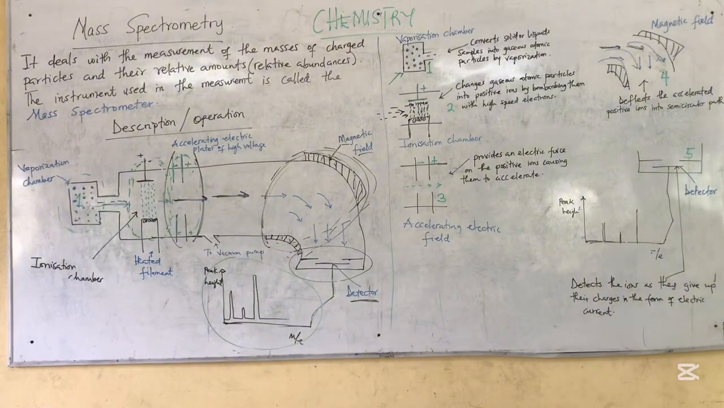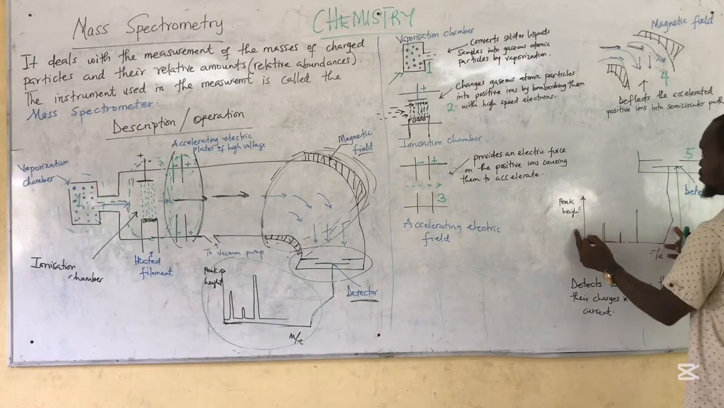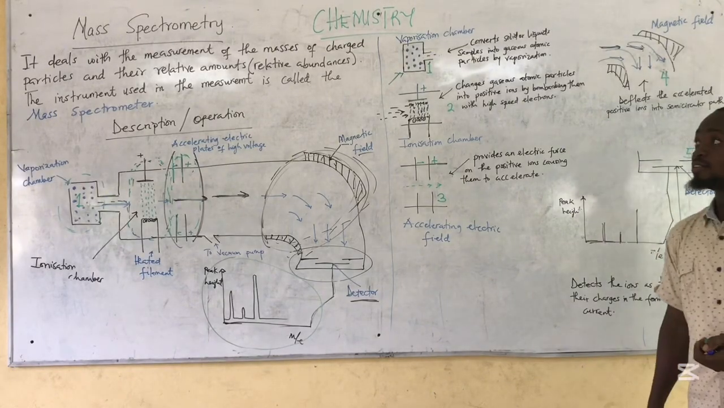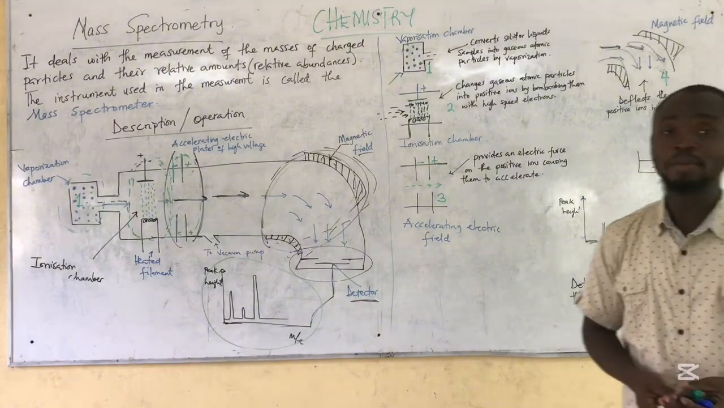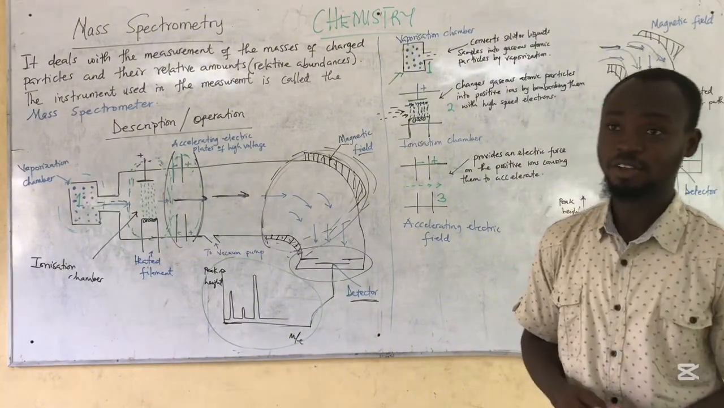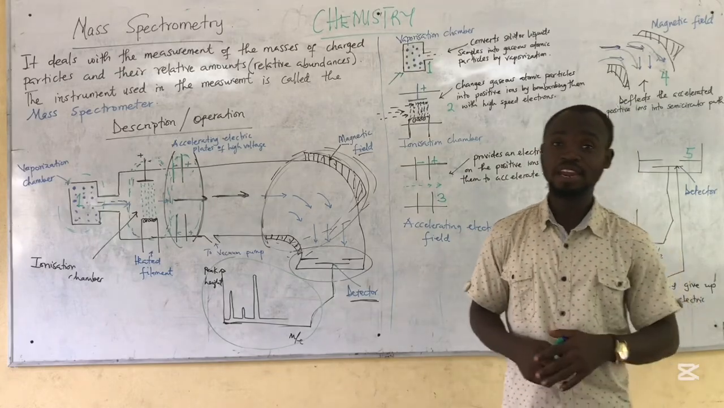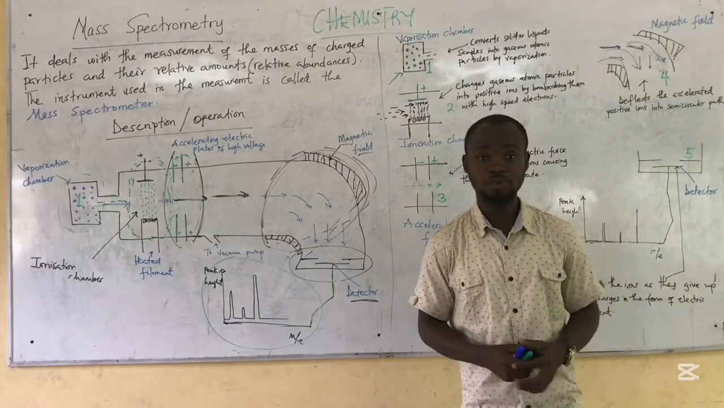The detector detects the ions as they give up their charges in the form of electric current, which is connected to a mass spectrum which collects the relative intensities and relative abundance of the sample which is under investigation. So that is some generalized information on the mass spectrometer. That's the generalized operation and essential features of the mass spectrometer.